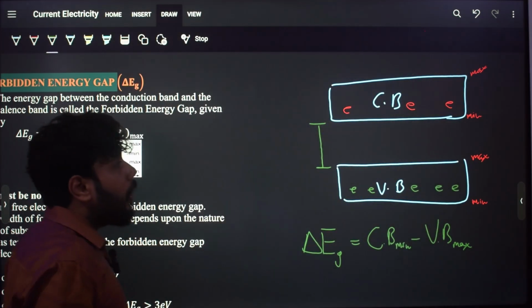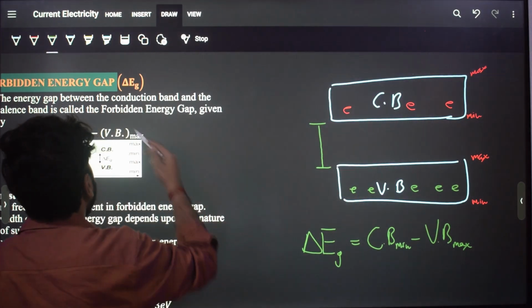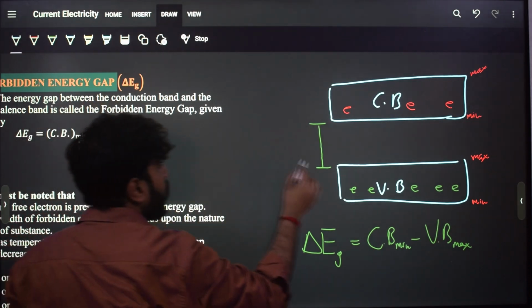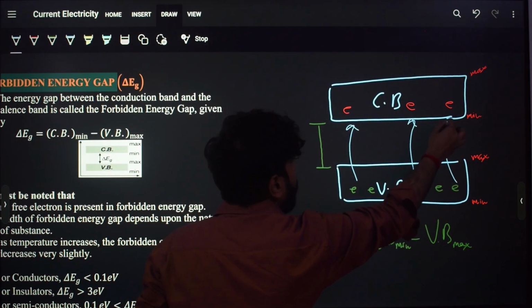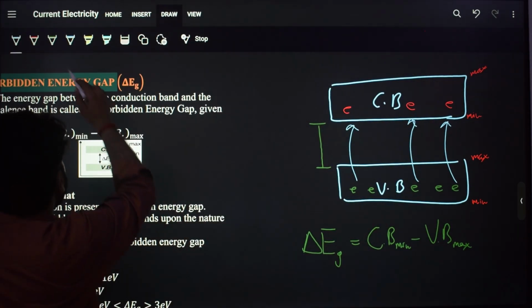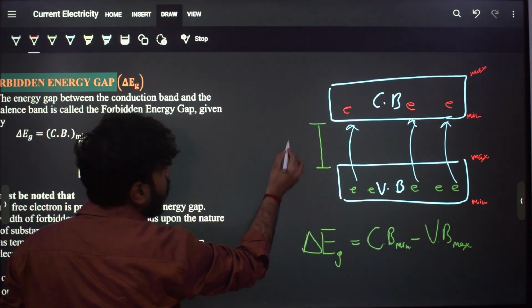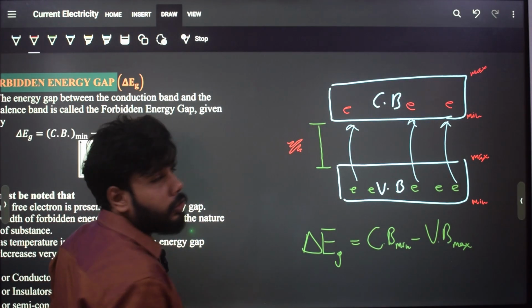When is it possible? When the gap between the valence and conduction band is very small, so they can easily jump from valence to conduction band. Otherwise, what will happen? If the gap is too large, they will need a photon with a higher energy level, which can knock the electron from valence to conduction.